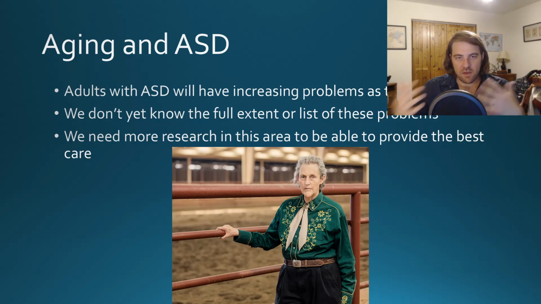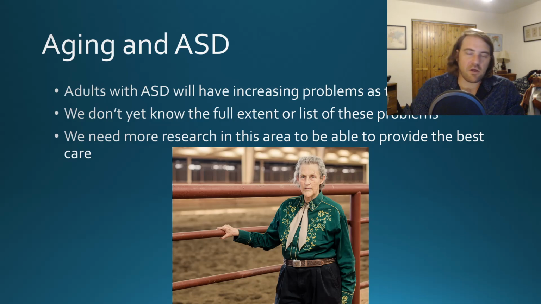We can't help these people until we know more about the problem. So older adults with ASD are going to have increasing problems as they age. In young adulthood and middle adulthood, they'll seem different than they are as they age. The symptoms will resurge and be worse. We don't yet know the full extent or list of these problems because we just don't have enough research.